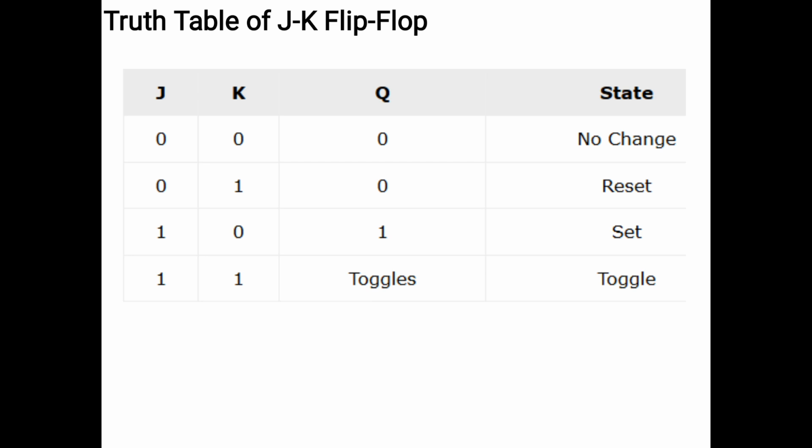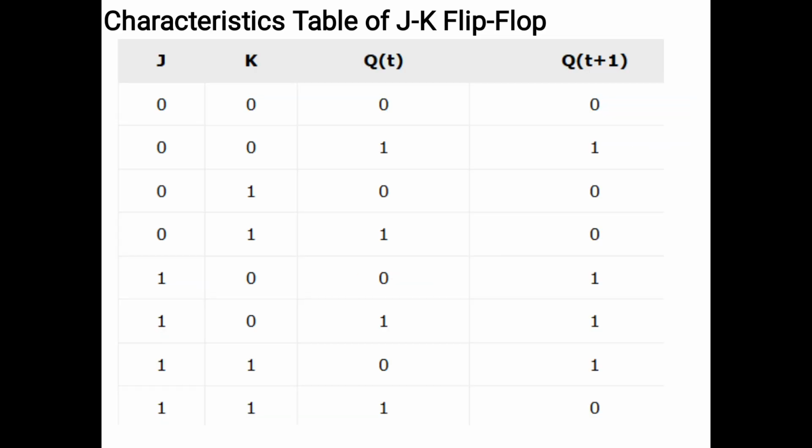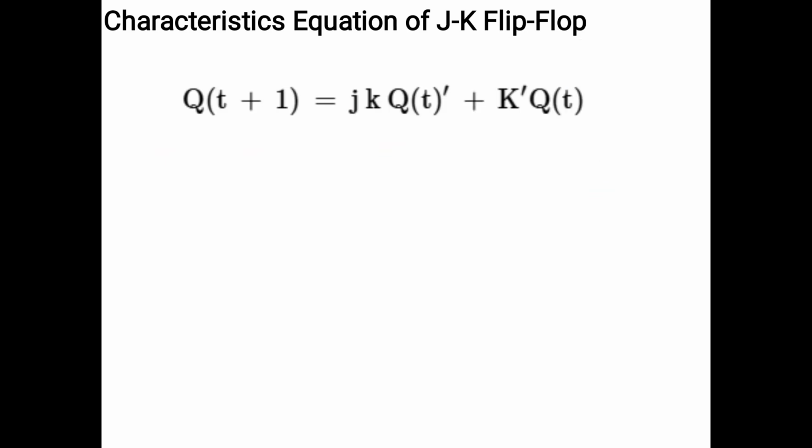and its corresponding truth table for different values of J and K and its output Q and its corresponding state, and the characteristic table framed with J and K states and the present state Q, so that we can obtain the next state Q(t+1). The same characteristic table can be formulated into an algebraic equation.